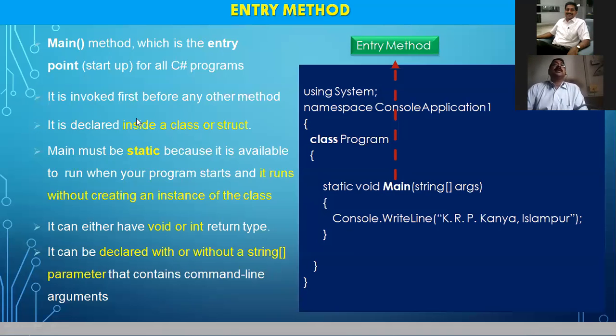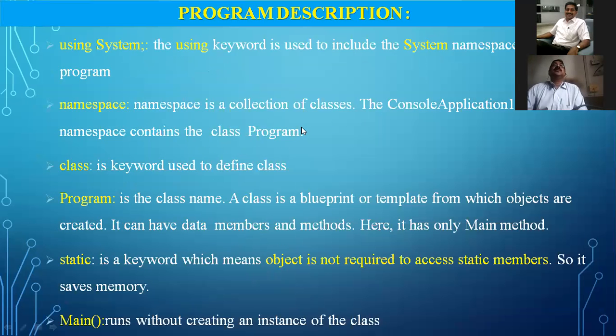The next is, in our next slide you can see how the program is described. So what are the different statements which are written from the first line to last line? We can just see how the program and the description will be done. The first statement was using system. Can you see this using system? The first line was the using system.